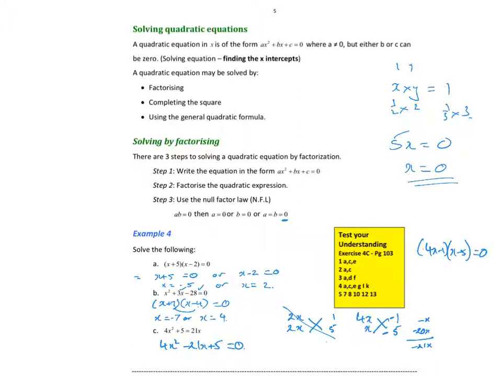So that means 4x minus 1 is equal to 0, or x minus 5 is equal to 0. So x is equal to 1/4 if I take the 1 over and divide by 4, or x is equal to 5. Those are the solutions. Give that a go.